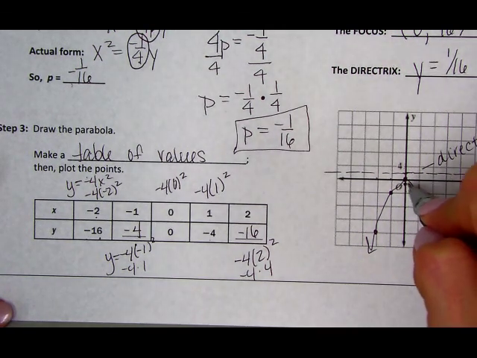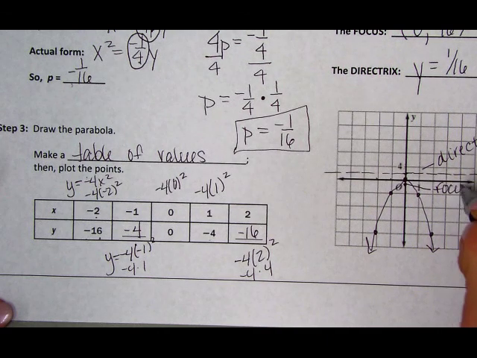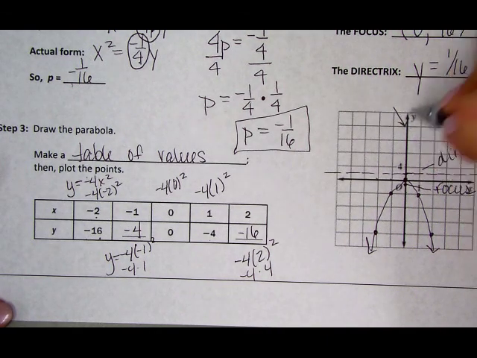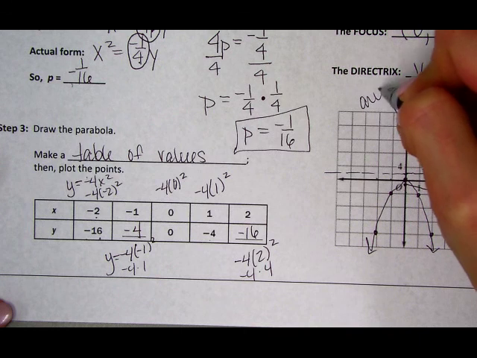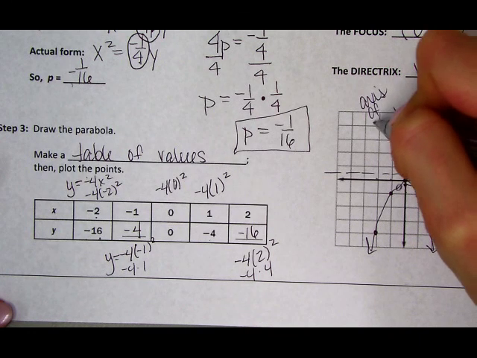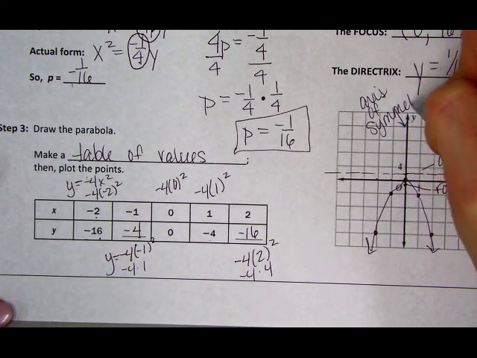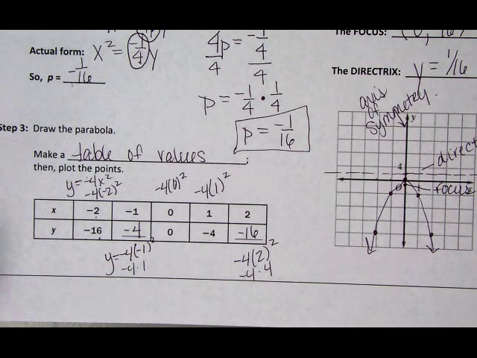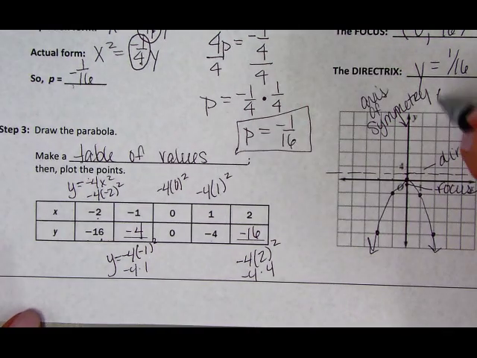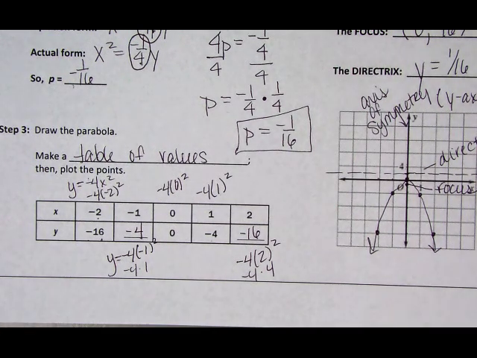labeled, my focus labeled, and my y-axis is my axis of symmetry. And that's what they were asking us to identify. Axis of symmetry, directrix, focus. Axis of symmetry, obviously in this case, is my y-axis. I'll put that next there, y-axis. So it slices my graph in half.